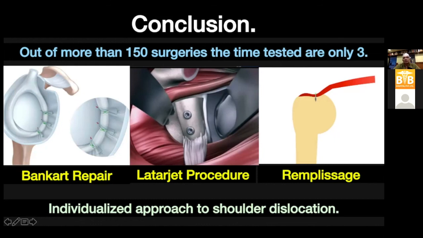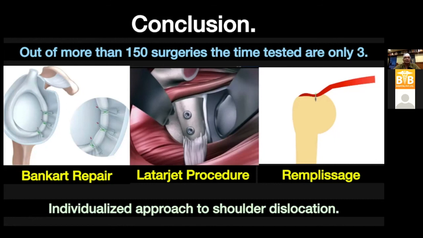Although at this moment only three procedures are described, there are a lot of controversies and challenges in deciding which is going to suit a patient. So that requires an individualized approach to the patient, and an individualized approach to the shoulder dislocation will give us a good idea about which surgery is going to be suitable.